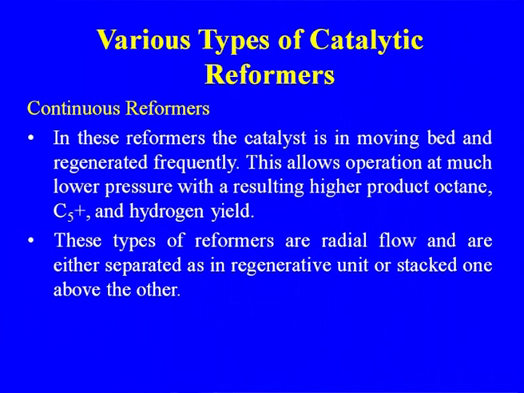These types of reformers are radial flow, because the reactor can be axial or radial. Here the reformer is radial flow and is either separated, as in the regenerative unit, or stacked one above the other, because some refineries have stacked reactors: reactor 1, reactor 2, reactor 3 and like that. In each reactor the catalyst, the preheaters and the regeneration of the catalyst are there.